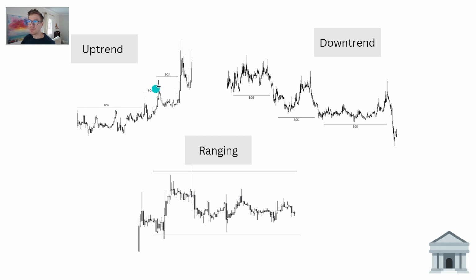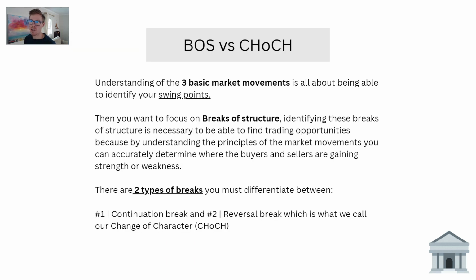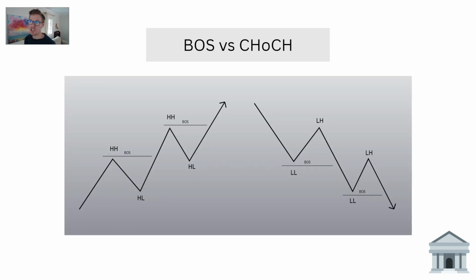Here we have an uptrend with continuous break in structures to the upside. On the opposite side, downtrend with continuous break in structures to the downside. And then a ranging market is when we have these equal highs and equal lows, where there's no real break in structures up or down, just a sideways moving market. Understanding these market movements is all about understanding the swing points on the chart. You want to focus on break in structures to find perfect trading opportunities.